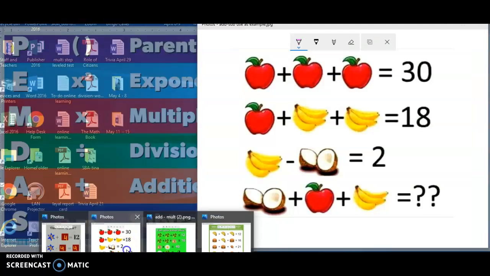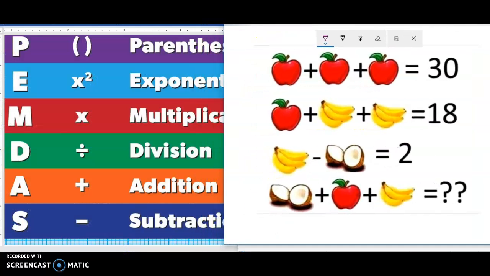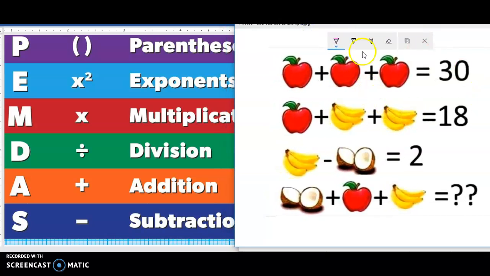Here's another example. This one has fruit. So once again, when you solve these, the easiest one to start with is always the one that's all the same. So you see this top equation here is all the same. Well, what 3 numbers are going to get me to 30? 10. 10 plus 10 plus 10 gets me to 30. So that means this is a 10, and that means this is a 10.